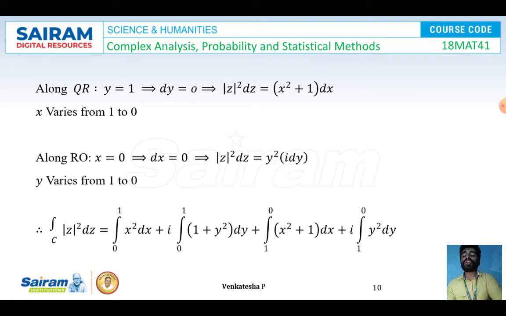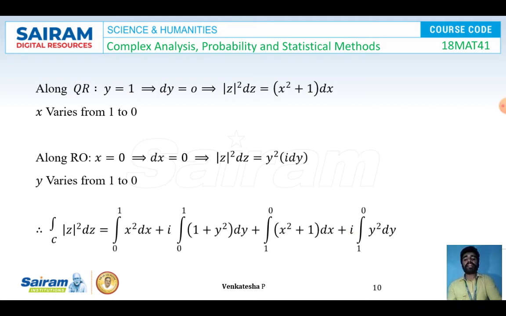So I got the equation: the integral over the region C of |z|² dz becomes the integral between the limits 0 to 1 of x² dx plus i times the integral from 0 to 1 of (1 + y²) dy plus the integral from 1 to 0 of (x² + 1) dx plus i times the integral from 1 to 0 of y² dy.